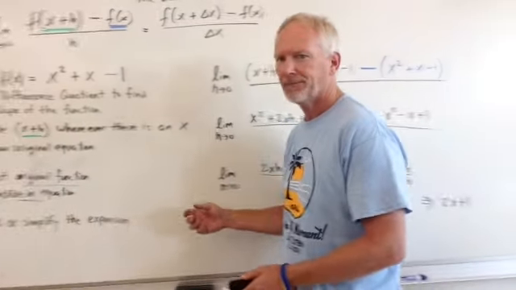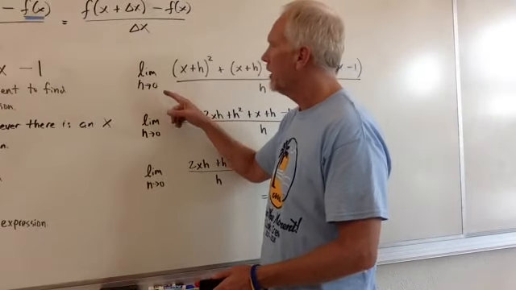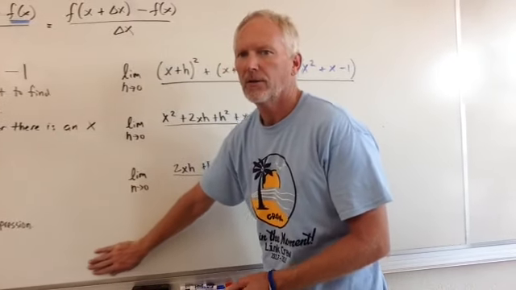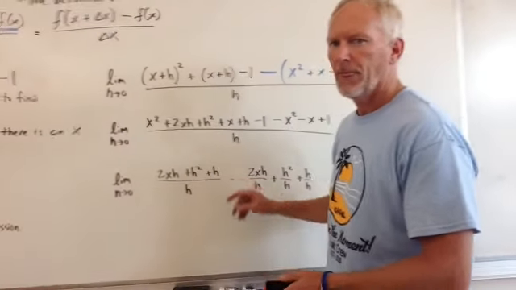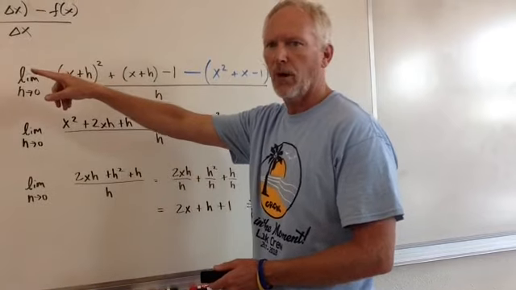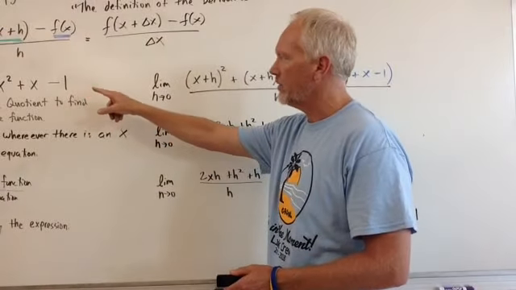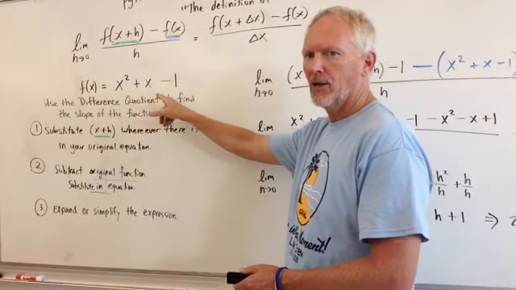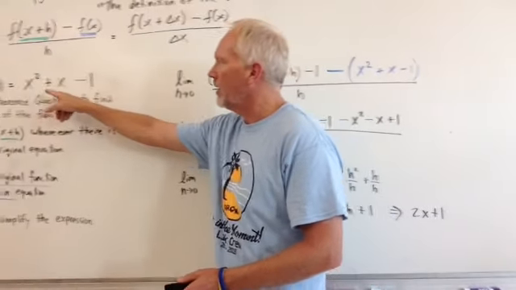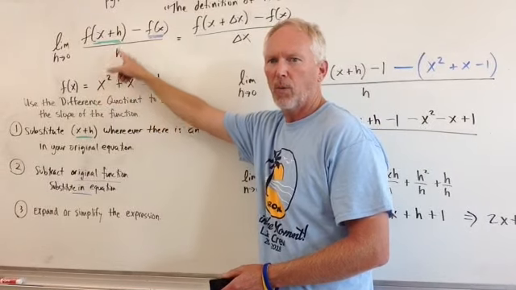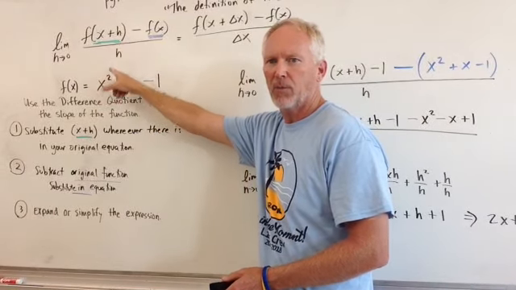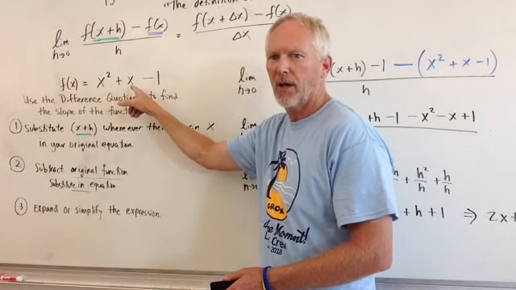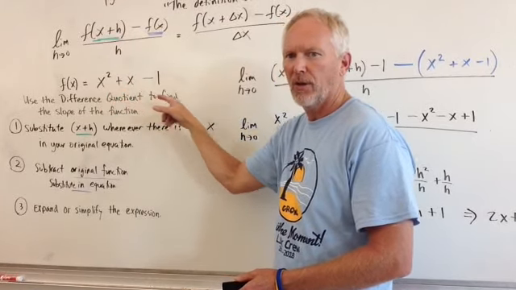So here we go. We take the limit as h goes to 0 of our function. So we're going to look at our function now. Our function was x squared plus x minus 1. So wherever we see an x, we want to replace that with x plus h. So we'll replace that x with an x plus h, that x with an x plus h, and so forth. And then we'll subtract it.